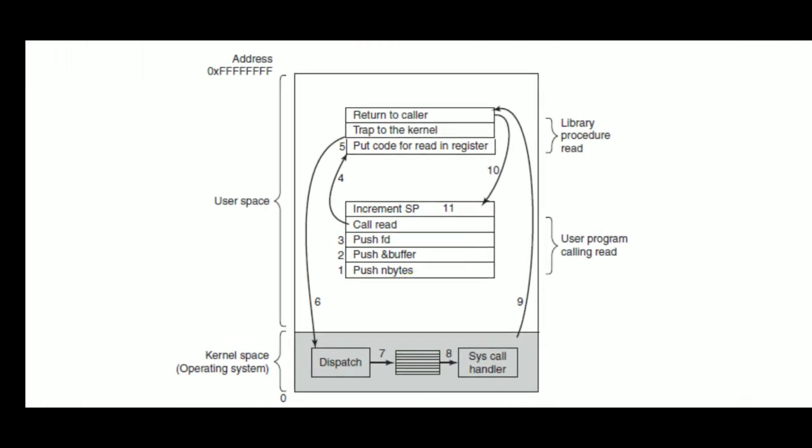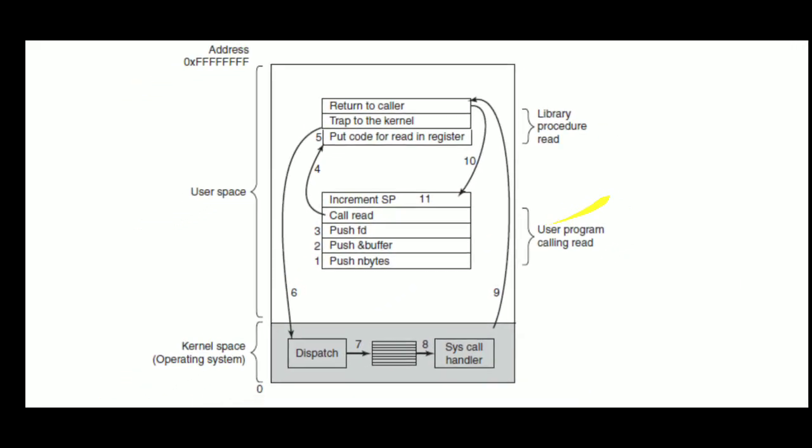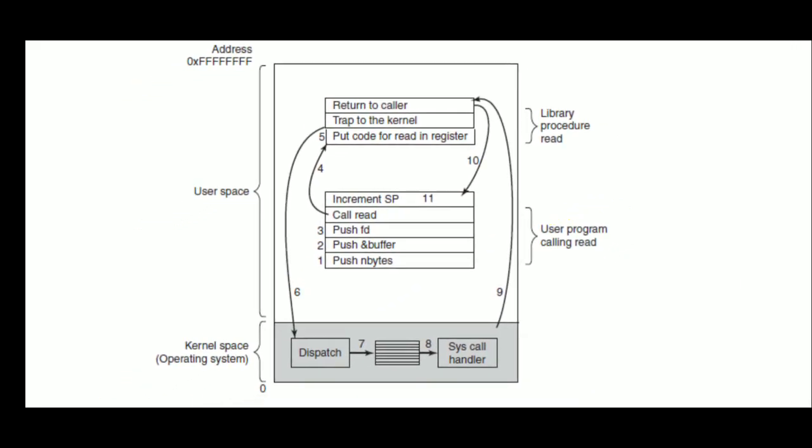We'll go with the numbers. The first is push n bytes. Suppose any value is entered by the user, the n bytes are being taken. Push bytes are buffer; they are loaded onto the user program. Now see here, the user program calls the read function, so that it can be loaded onto the library, and through the library it can be dispatched to the operating system, and the system call handler will handle it and reply to the user.